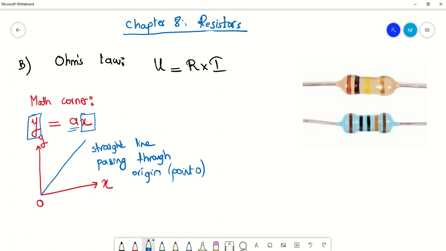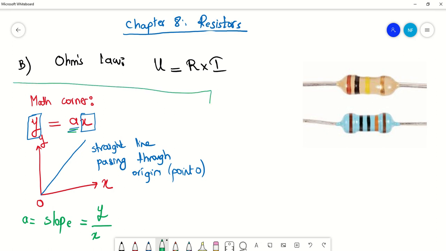We still didn't speak about the point A. The point A, it is the slope. The slope will be equal to y over x. We can take it from this equation: A equals y over x, the x is multiplied, then goes to the other side where it will be divided, so the slope A is equal to y over x. This is the math corner. You have to write this in a box and call it a math corner.